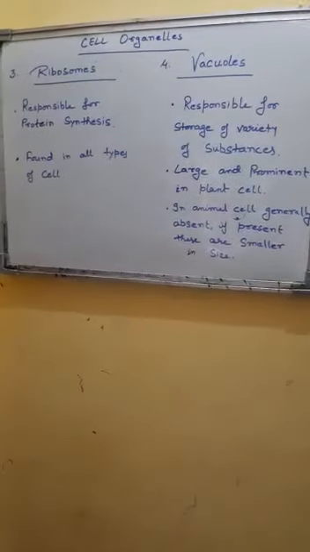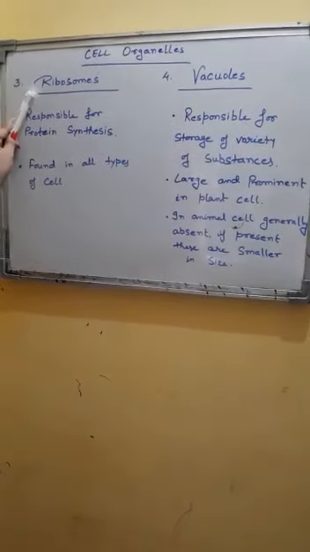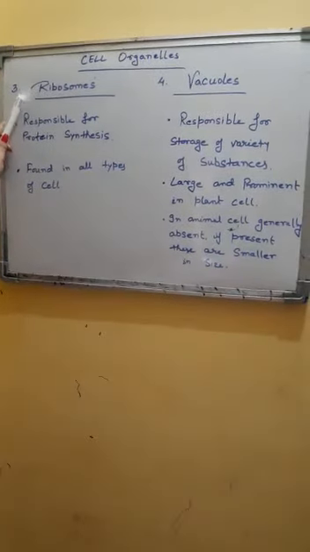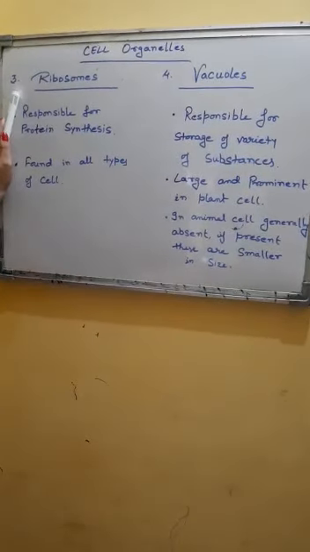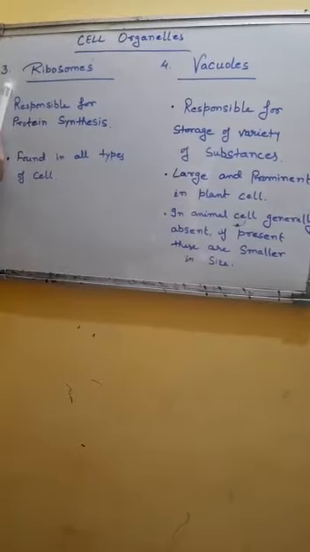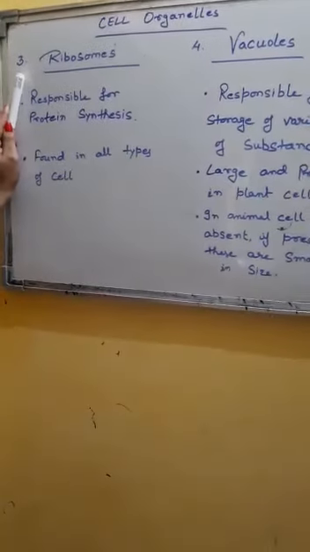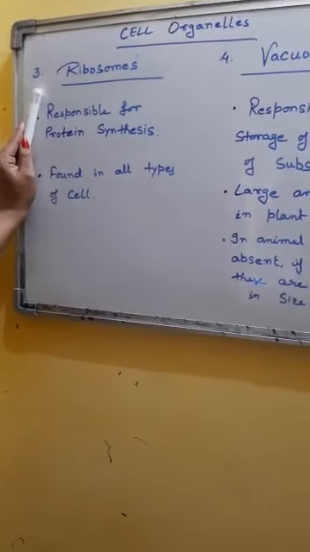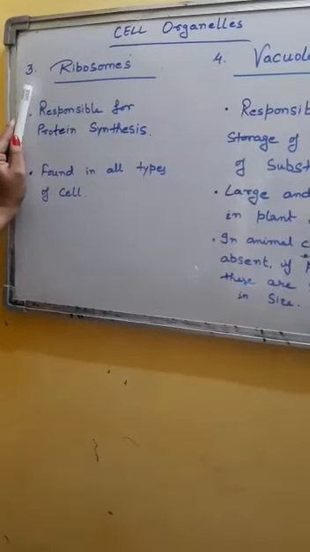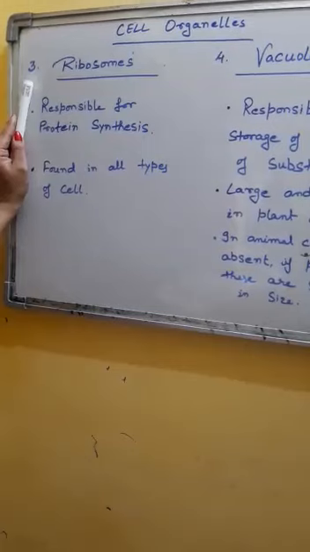The next cell organelle that we are going to study is ribosomes. Ribosomes are the smallest cell organelle present in the cell. Ribosomes are found in all types of cells, whether it is a prokaryotic cell, a eukaryotic cell, a plant cell or animal cell. It is found in all the cells.